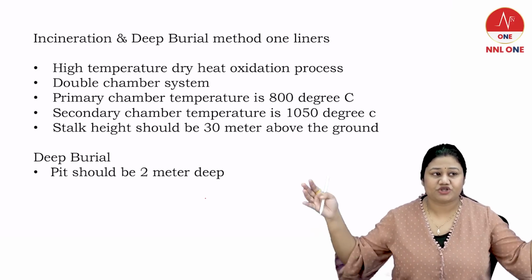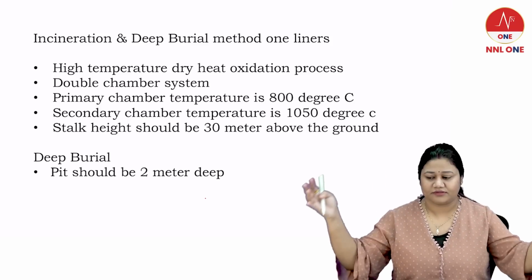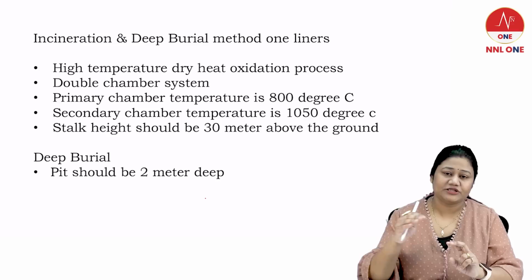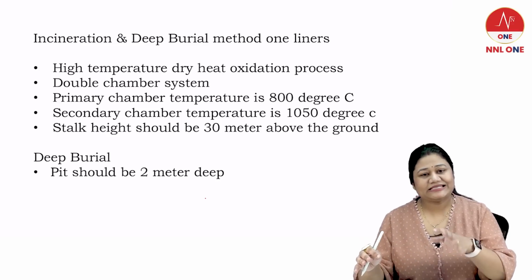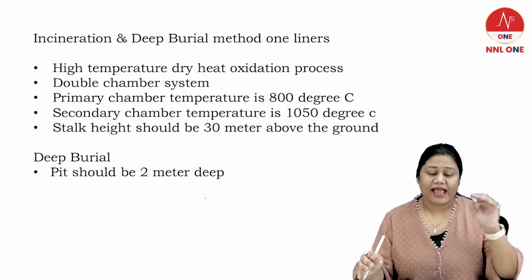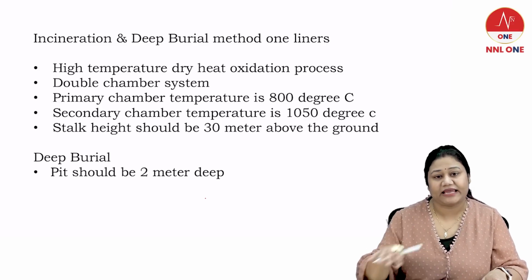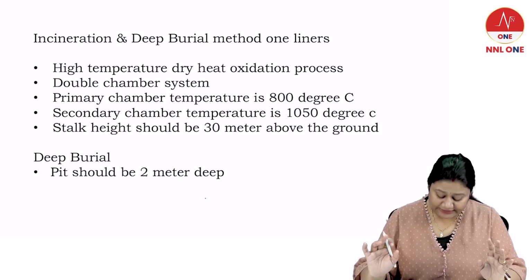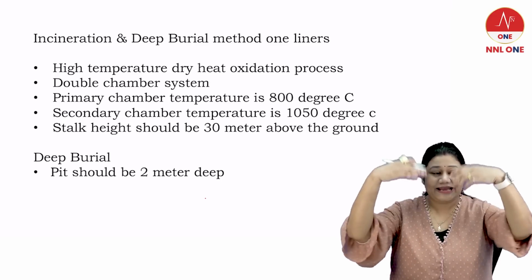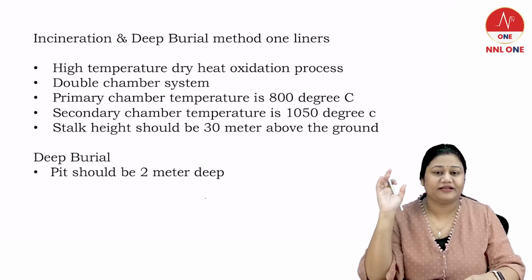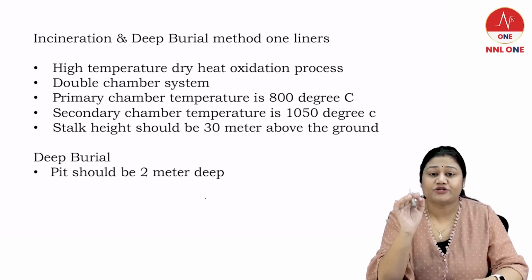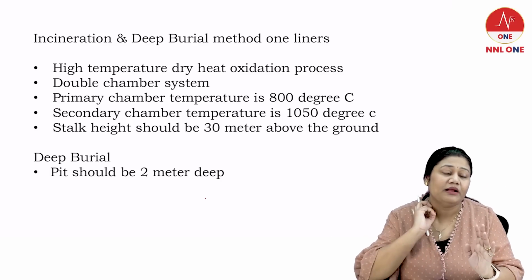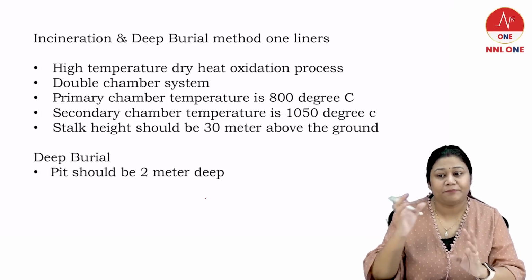The incineration machine has two chambers, primary and secondary. The temperature we have to maintain in the primary chamber is around 800 degrees Celsius, and in the secondary chamber it is around 1050 plus minus 50 degrees Celsius, right? Now there is a stack to let the gas and fumes go into the atmosphere. It is important that the stack height should be 30 meters above the ground, so that we minimize air pollution.